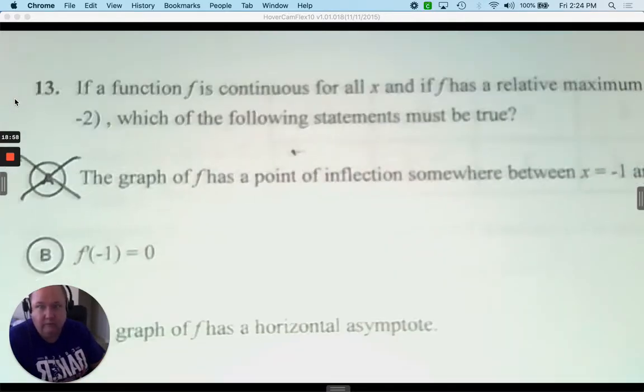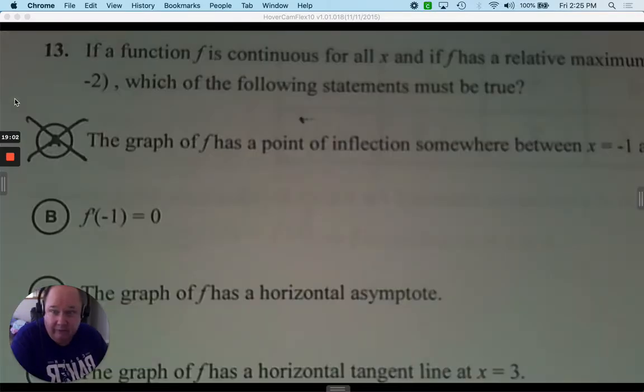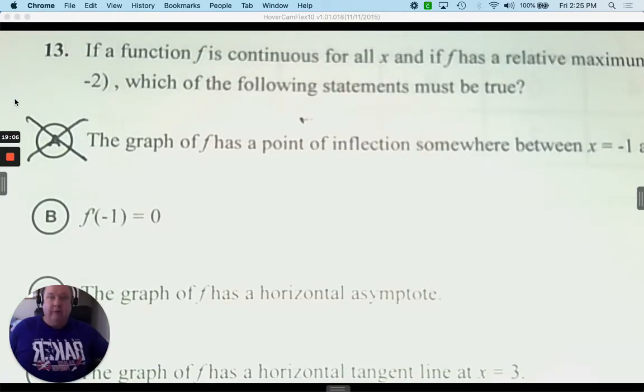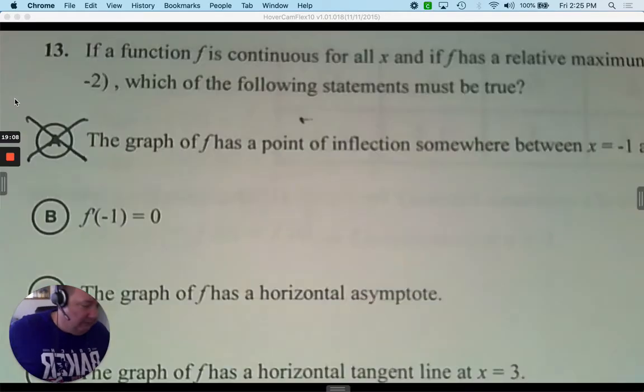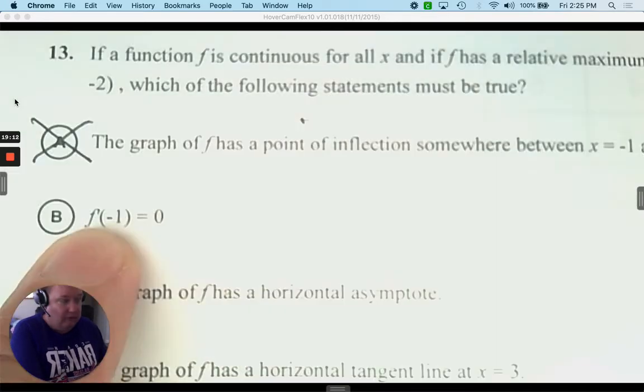Cross that one out. That f at -1 equals 0, or the derivative at -1 equals 0. And the answer is the derivative could be undefined to create a relative maximum. So the derivative doesn't have to equal 0. The derivative could be undefined.